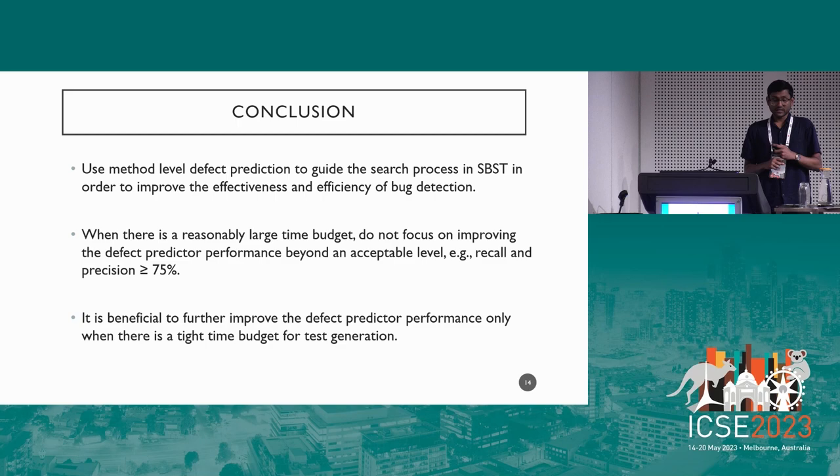So in conclusion, we recommend practitioners to use method-level defect prediction to guide the search process in SBSD in order to improve the effectiveness and efficiency of bug detection. When there is a reasonably large time budget, our recommendation is not to focus on improving the defect predictor performance beyond an acceptable level because it may not bring additional benefits. Otherwise, it is beneficial to further improve the defect predictor performance.